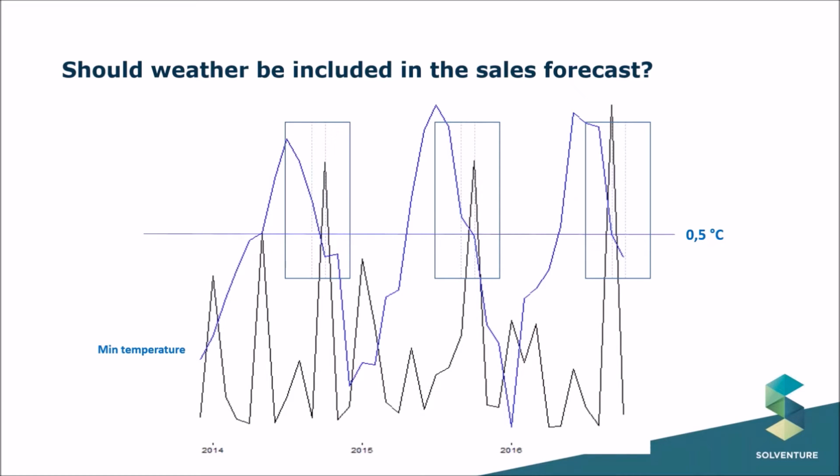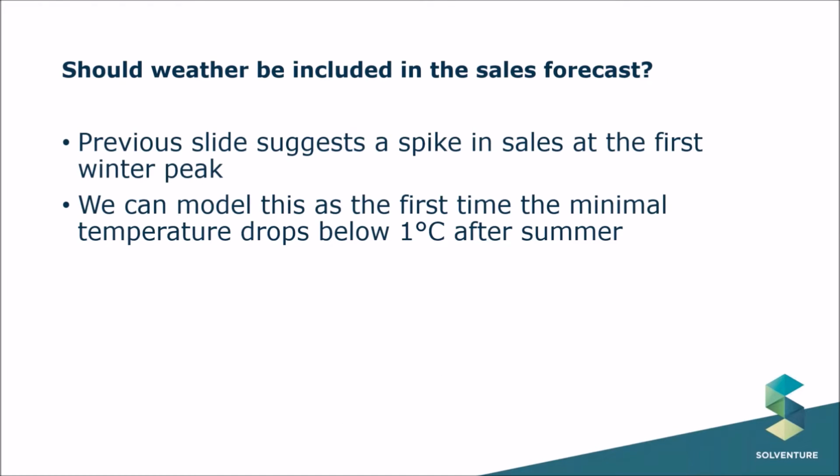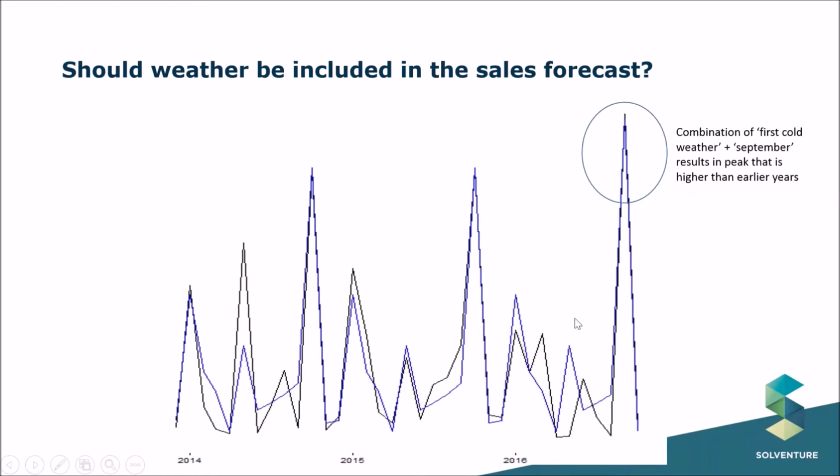So by analyzing data in this way, we already visualize that there is that weather dependency. So how do we include it in the model? Well, we can easily model it and say, okay, the first time the minimal temperature drops below a certain threshold, could be 0 degrees, could be 1 degree Celsius, we model that as an extra effect. What happens if we model that as an extra effect? Well, that's what we see over here. If we model that effect, we can explain those peaks extremely well.